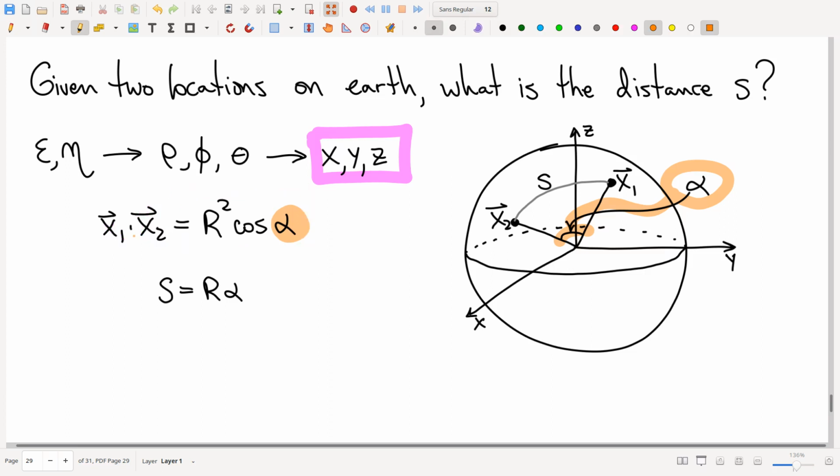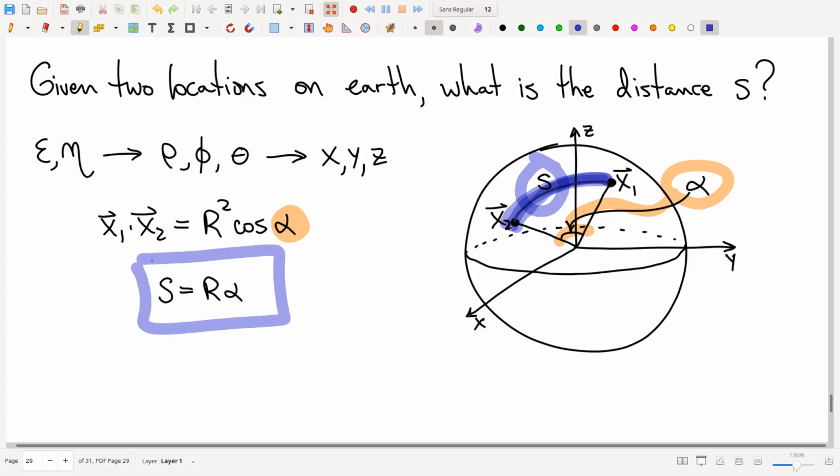But the shouting. Once you know that angle, the distance that we're interested in is just an arc of a great circle, and the length of a circular arc, old formula from geometry, is just radius times angle, and there you go. That'll compute that shortest distance for you.